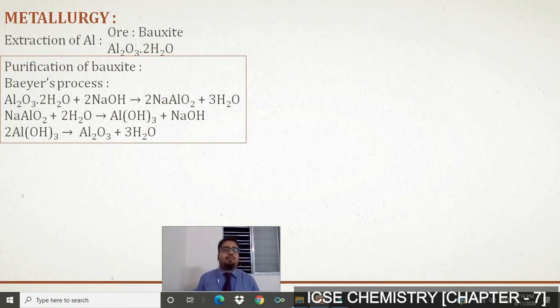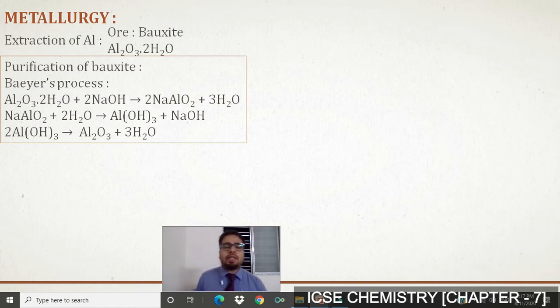In the first step, we add caustic soda solution. Aluminium oxide.2H2O plus caustic soda gives sodium aluminate and water. While writing this equation, you must mention the temperature, that is 150 degrees Celsius to 200 degrees Celsius. The temperature must be maintained. So Al2O3.2H2O gives 2 sodium aluminate plus 3 water. Then in the next step, you need to add water to get the respective hydroxide.